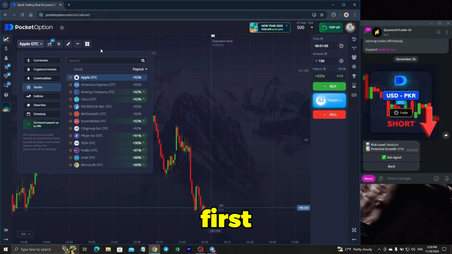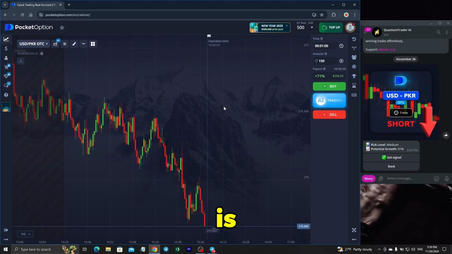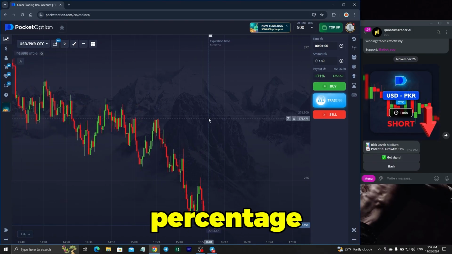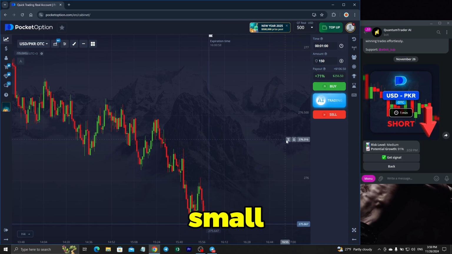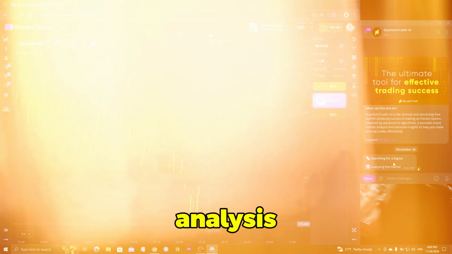Great. We have the first currency pair, and here we will open a position for a decline, which is not quite satisfactory for the payout percentage. 71% is a fairly small percentage. So let's select a new entry point, waiting for the market analysis.